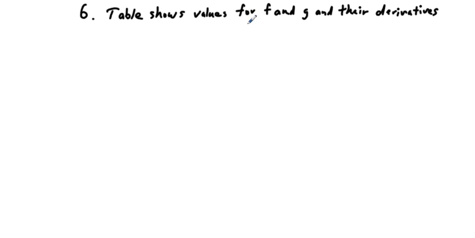The table shows values for the functions f and g and their derivatives. So you're going to have f and g, and you'll say f of 2 equals, I forget exactly what it looks like, but the numbers might be up here. Let's see.